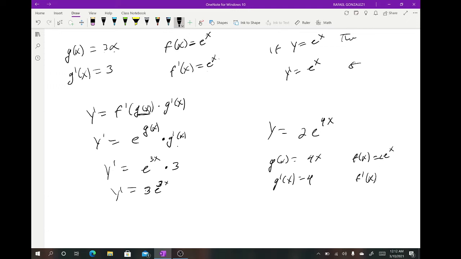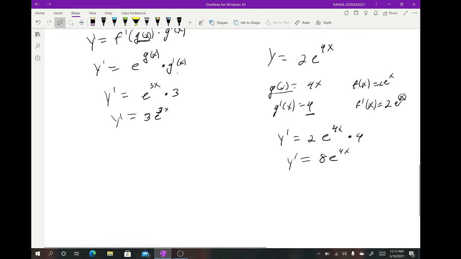And f prime of x is just 2e to the x again. Now when you put it together, y prime, you have 2e to the x, but remember, this x here represents that g of x, so that's 4x, times the derivative, which is 4, and 2 times 4 is 8. So you have 8e to the 4x. So that's what y prime is.